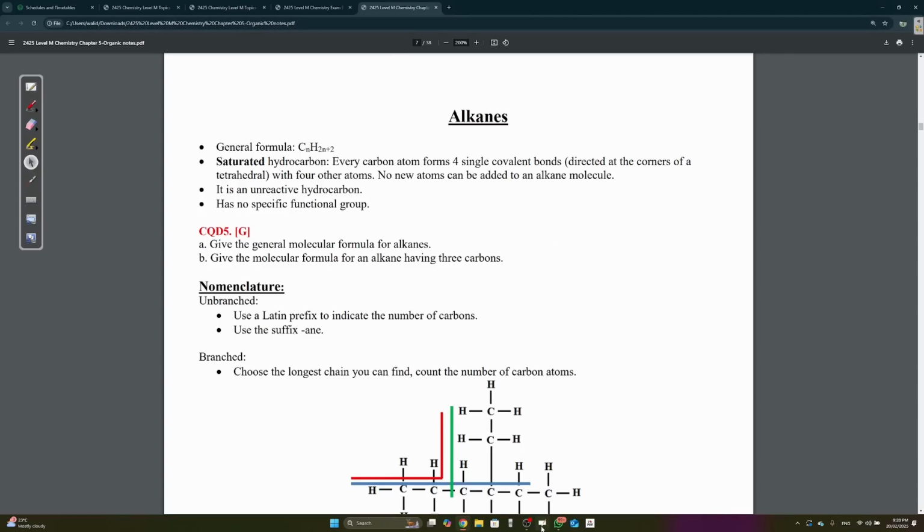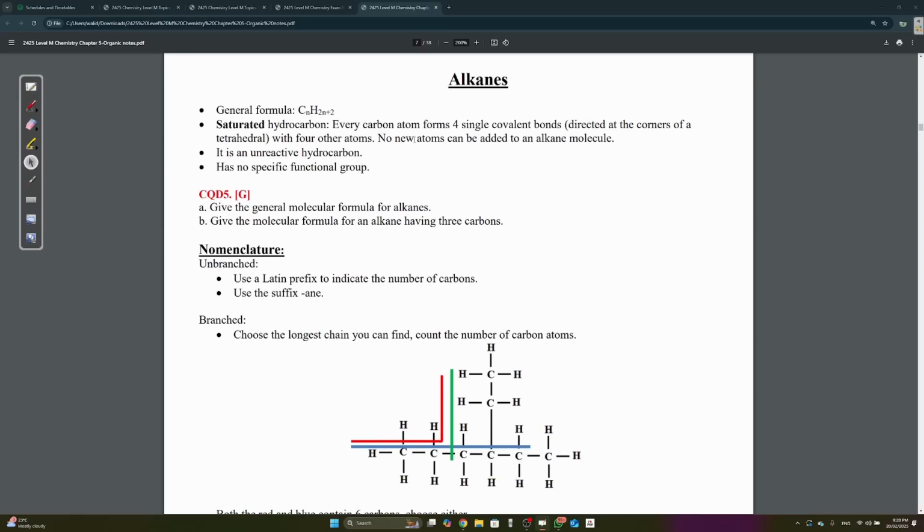Alkanes, CnH2n plus 2. You need to know they're saturated. So the ones that are saturated are the alkanes. It forms single bonds. Since it's saturated, why? Because it's single. It is an unreactive hydrocarbon. You should know since it has no functional group, it's unreactive.